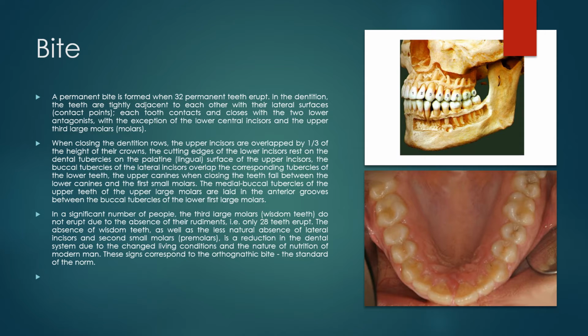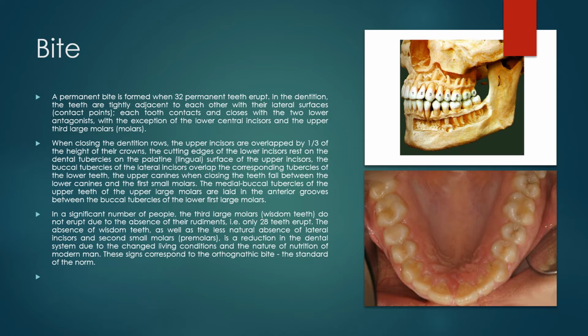In the dentition, the teeth are slightly adjacent to each other with their lateral surface, or contact points as we call them, and each tooth contacts and closes with the two lower antagonists, with the exception of the lower central incisors and upper third large molars, or wisdom teeth.